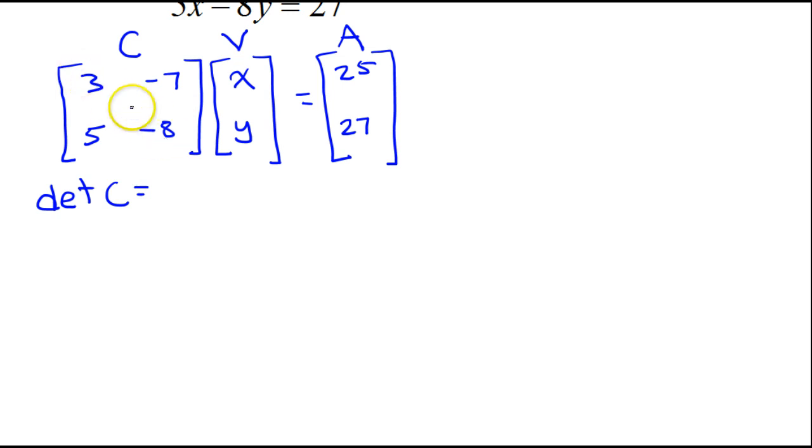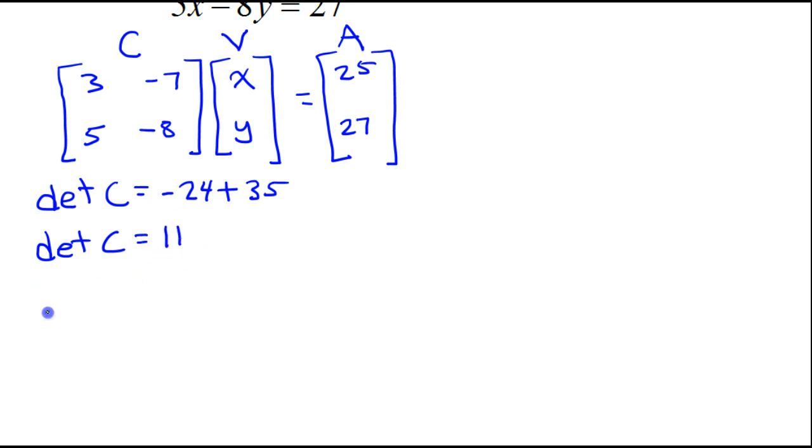Now the determinant of a 2 by 2 matrix is the down diagonal minus the up diagonal. So multiplying the down diagonal gives me negative 24. And then multiplying the up diagonal is going to give me negative 35. Now I said down diagonal minus up diagonal, yet I'm putting a plus sign right here. That's because minus a negative 35 is plus 35. Minus and negative, you add. So that means that the determinant of matrix C is going to be 11.